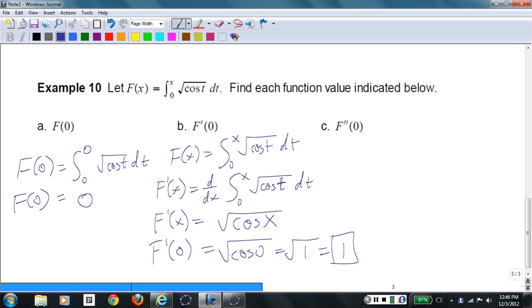For f double prime of x, we've already applied the fundamental theorem of calculus, part 2. And so we just take the derivative that we found. If we know that big F prime of x equals cosine x to the 1/2 power from part B, we just use the chain rule and find the derivative of that.